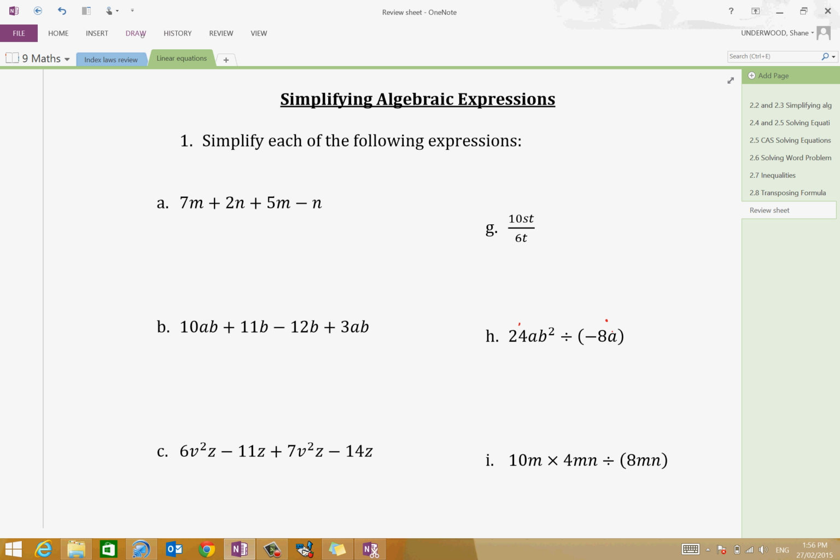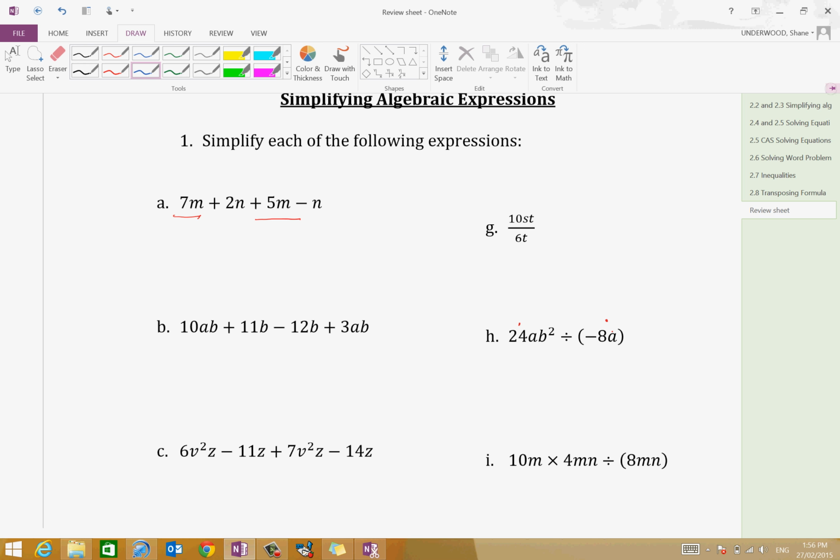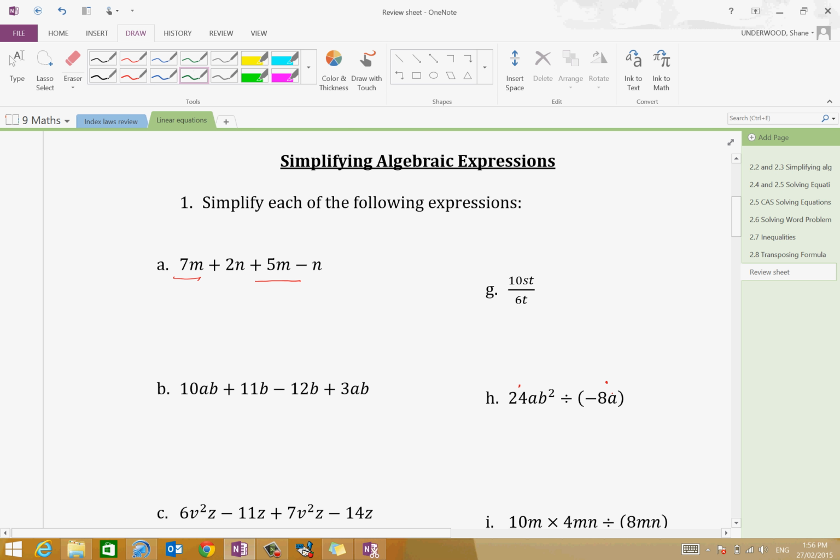Now, in this case, can Tristan, can you tell me what are the like terms in part 1A? 7m. 7m. 5m. Yep, so is there anything else that's like? 2n. 2n. Minus n. All right, let me just do this. So what you're saying then is you're collecting the m's. So if I've got mandarins and nectarines, is that how I'd say it? Mandarins. Nectarines. Okay. Then I've got to collect those.